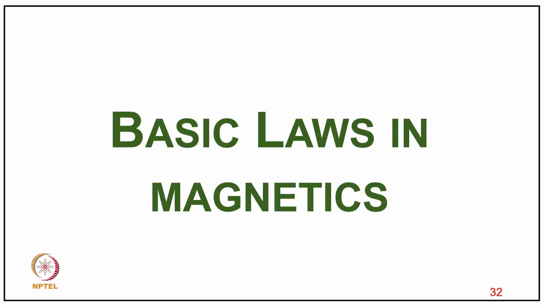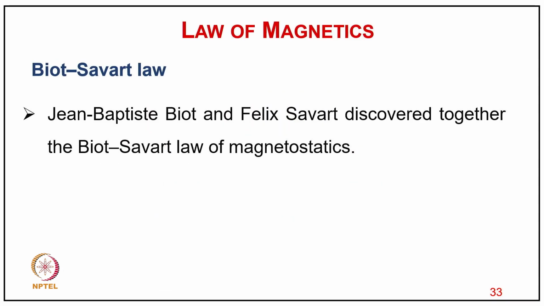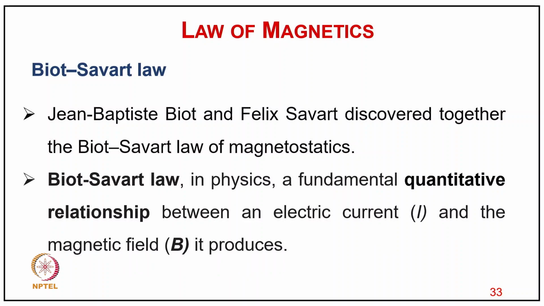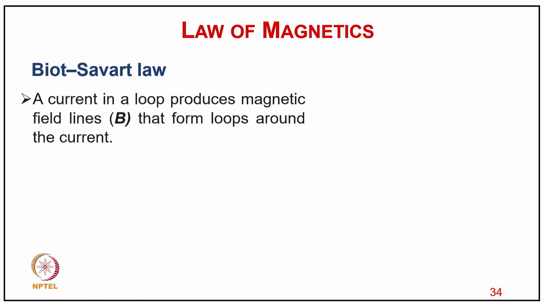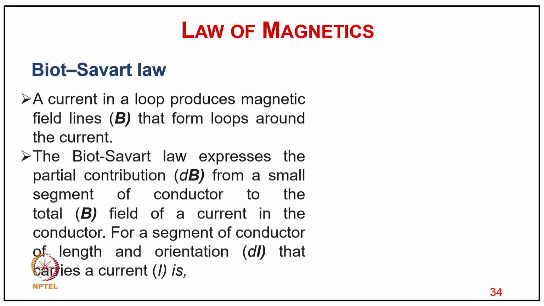Coming to the basic laws of magnetics, we can say there are three laws. The first law is the Biot-Savart law. Jean-Baptiste Biot and Felix Savart discovered together the Biot-Savart law of magnetostatics. The Biot-Savart law in physics is a fundamental relationship between the electric current and the magnetic field it produces. A current in a loop produces magnetic field lines B that loop around the current.